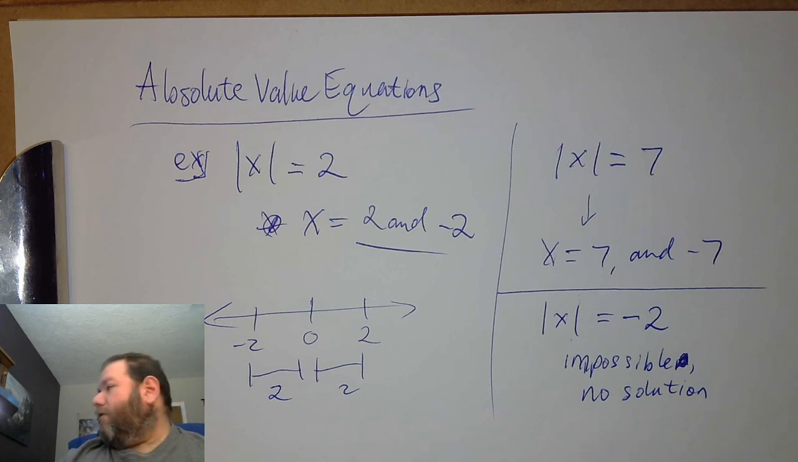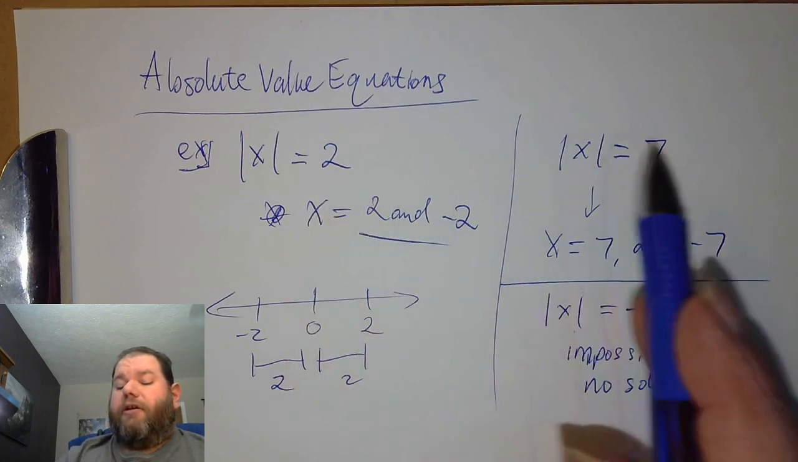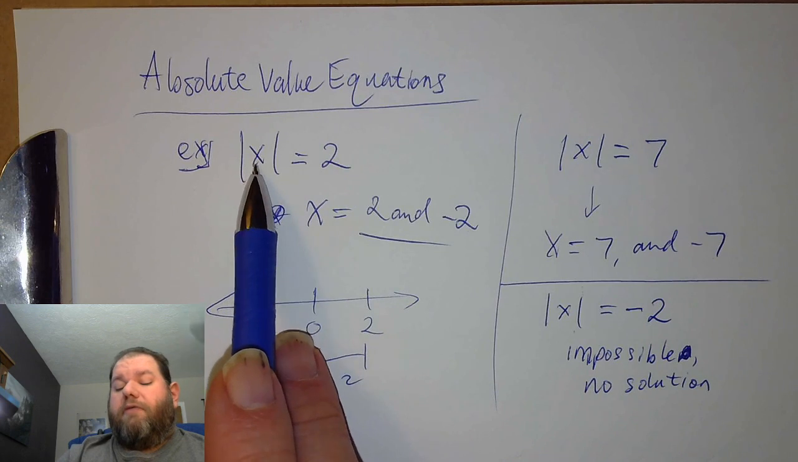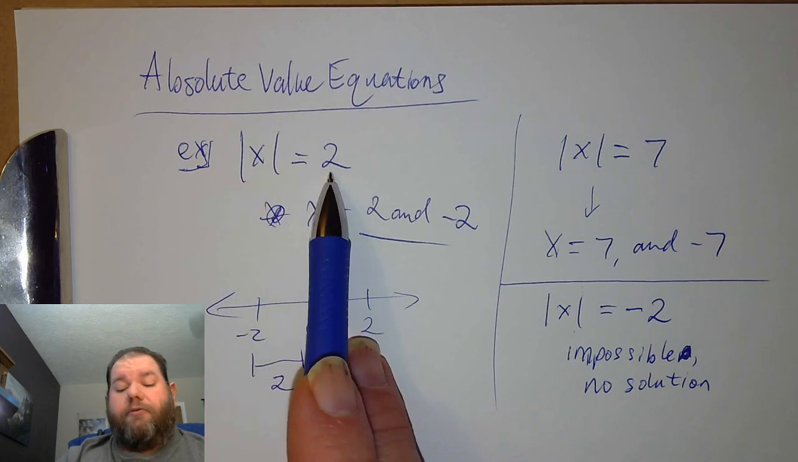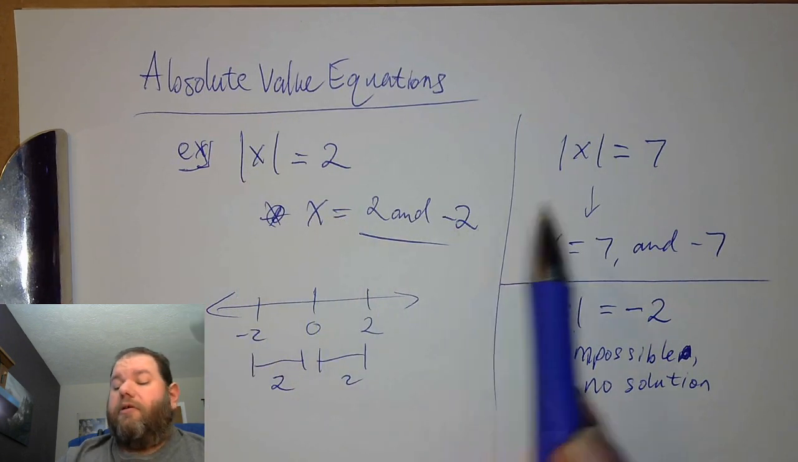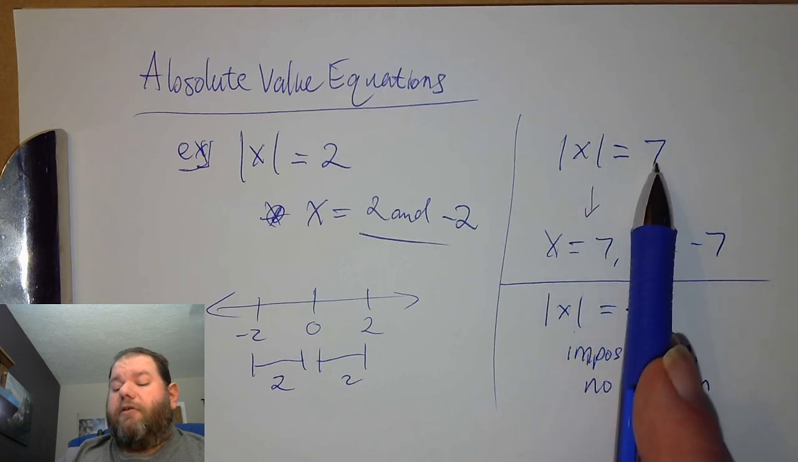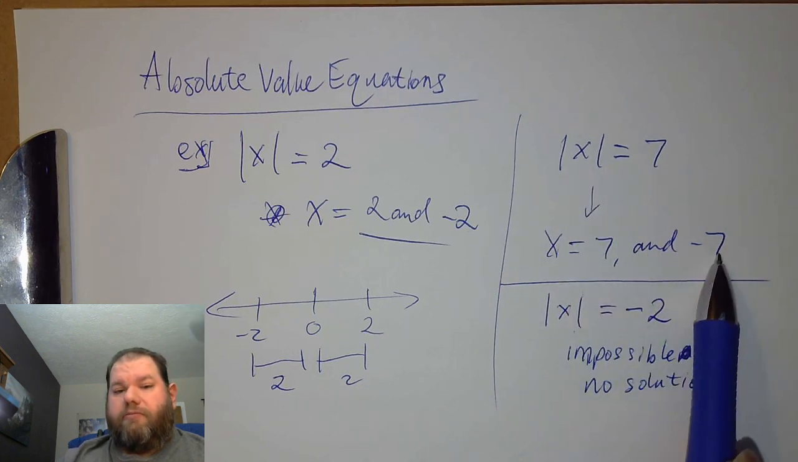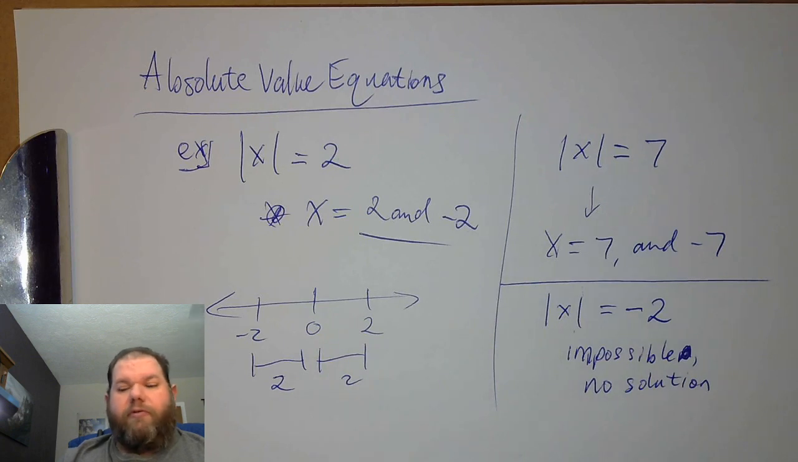Most of the time, it's like what we did in here and here, where whatever is inside the absolute value is either equal to the 2 or the negative 2. This is either equal to the 7 or the negative 7. Okay? That's generally the approach that we use.